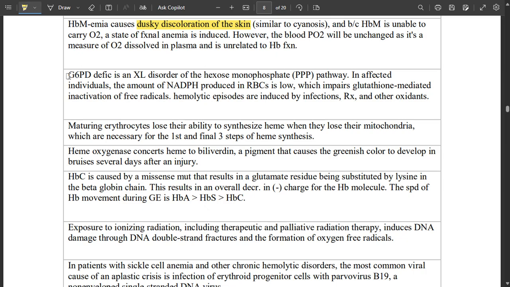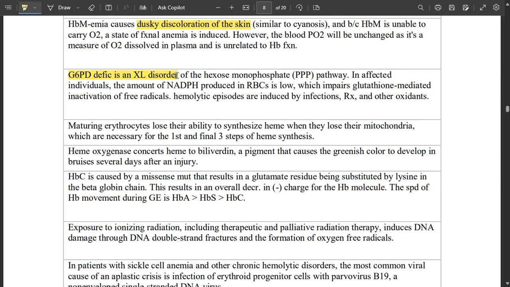Now, G6PD deficiency is an X-linked recessive disorder of the hexose monophosphate pathway, the pentose phosphate pathway. This pathway has oxidative and non-oxidative steps. The oxidative step is irreversible and the non-oxidative step is reversible. The non-oxidative step is where ribose 5-phosphate and fructose 6-phosphate are formed. The pathway forms NADPH, which helps in the formation of the reduced form of glutathione.